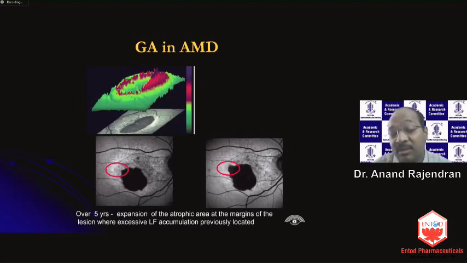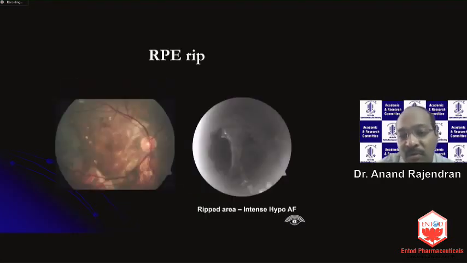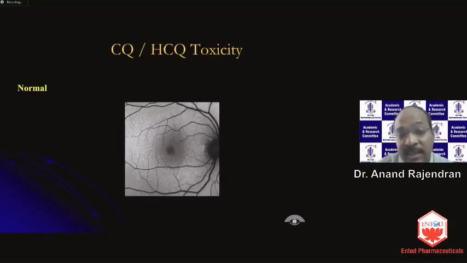And that excessive hyper AF is actually a sign that this is the place where the GA, geographic atrophy, might happen or progress. RPE atrophy shows up as intense areas of hypoautofluorescence, just the opposite of what I showed you in fluorescein angiography, where there's transmitted fluorescence. Here it's an intense area of hypoautofluorescence. In acute phases of CSCR, sometimes the focal leak of FFA will correspond to minimal hyperautofluorescent spots. And I've actually used this to advantage, for example, in patients who have fluorescein allergies, or in a pregnant patient whom I treated by not doing the fluorescein angiography, but just looking at this hyperautofluorescent spot and treating that, and it resolved well.